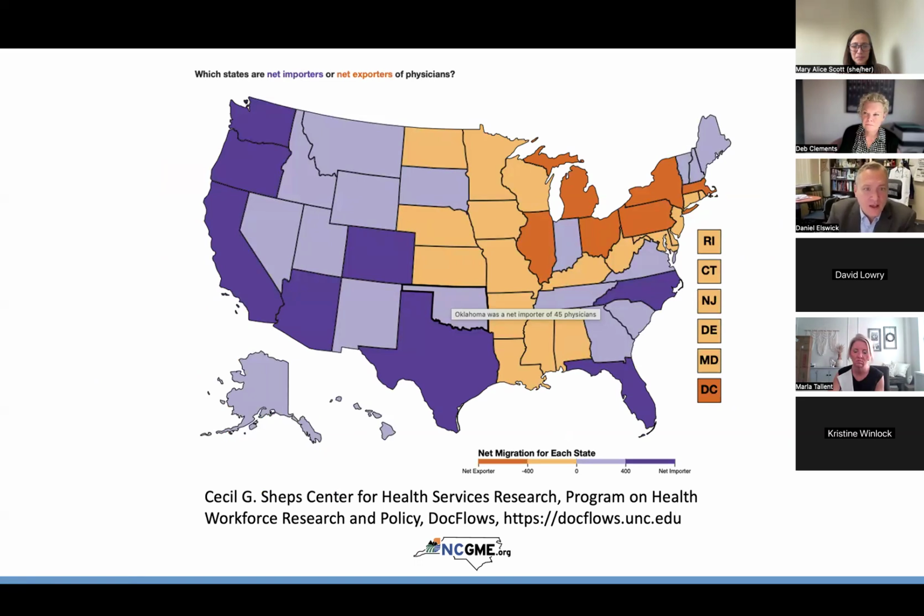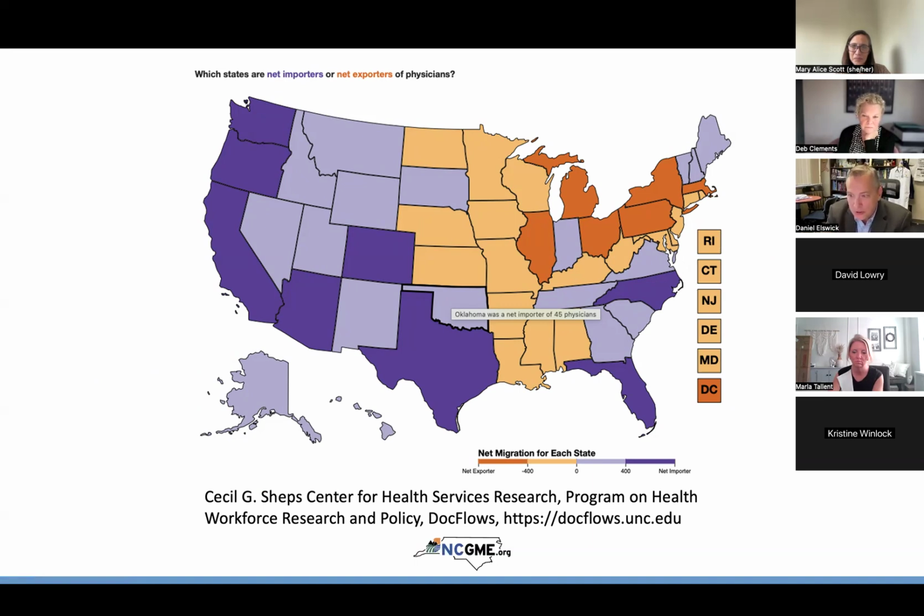So this shows which states are net importers and net exporters of physicians. This is also data from the Sheps Center, and it's current data. Just a wonderful resource. It's hovering over Oklahoma there, but if you look at North Carolina, it is a net importer of physicians. So that is also on the bright side. It's not the total sky is falling. It's, again, where are they going?